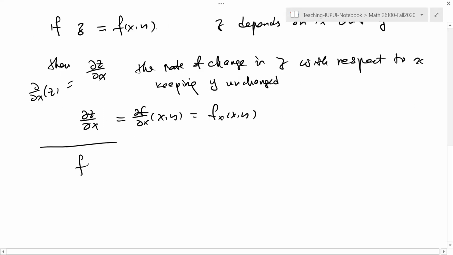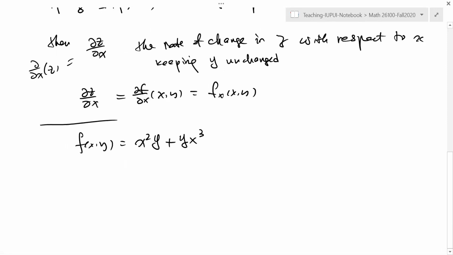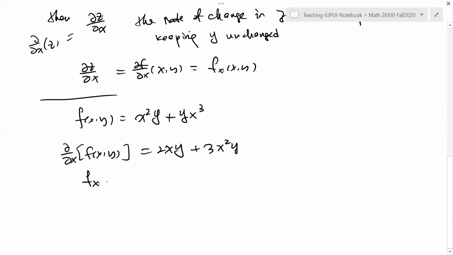Okay, f of x, y is going to be x squared y plus y x cubed. Doesn't matter how you write it. If I want to differentiate this function, I just differentiate this expression with respect to x. So I get 2xy and 3x squared y, right? So we get this. Okay, so I get a new function.